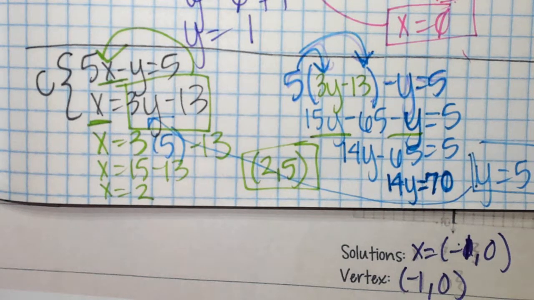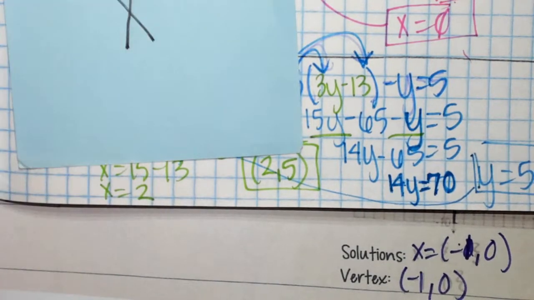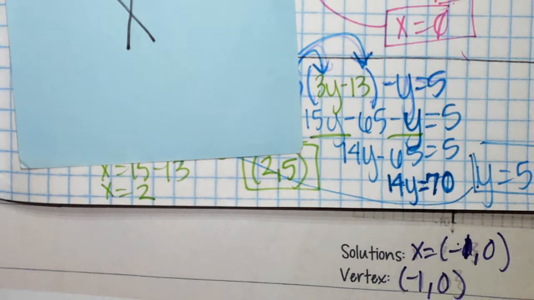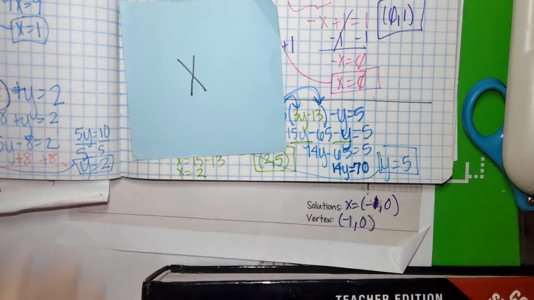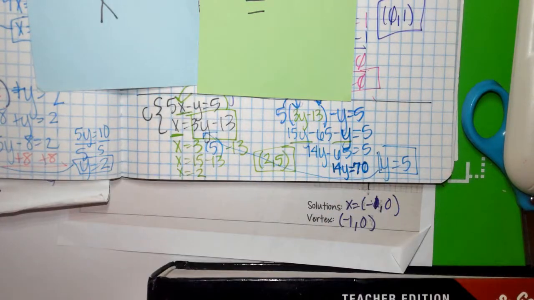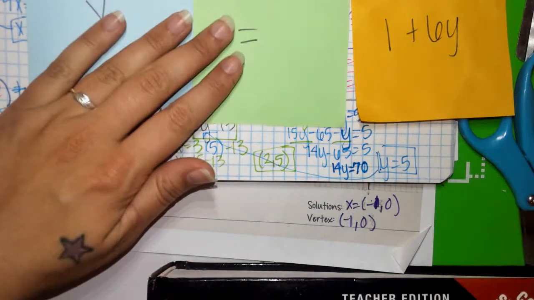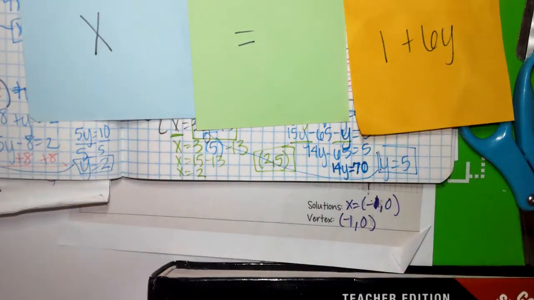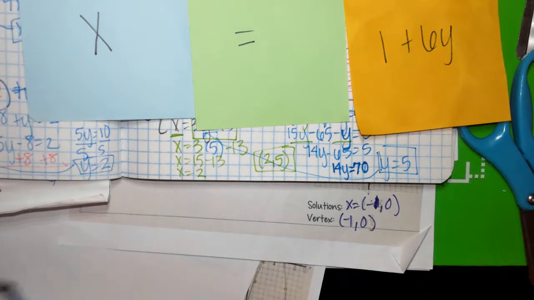Alright, now I want to show you something that I did with, and I'm going to zoom out, that I did with second period. Now, substitution means that you replace, right? Okay, so if I said that x equaled 1 plus 6y, okay? I don't want you to write this down. I just want you to watch. So no writing. Everybody just look at the board.